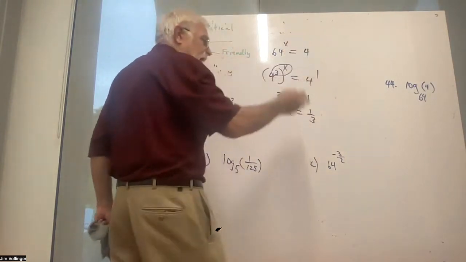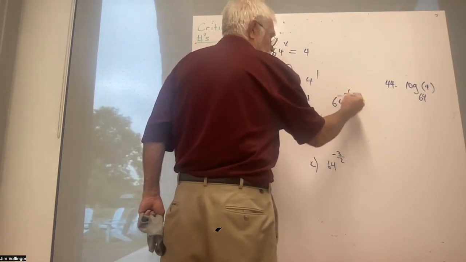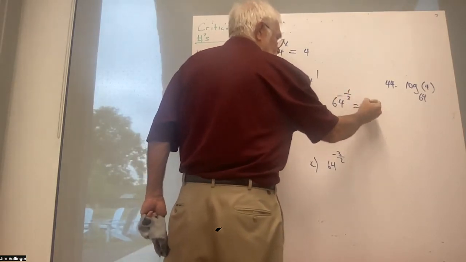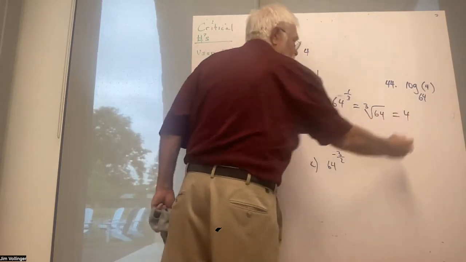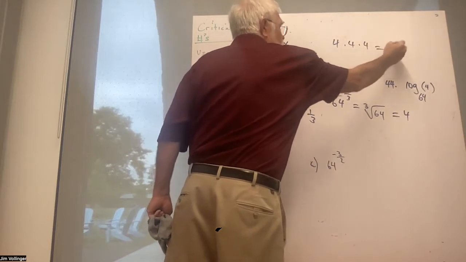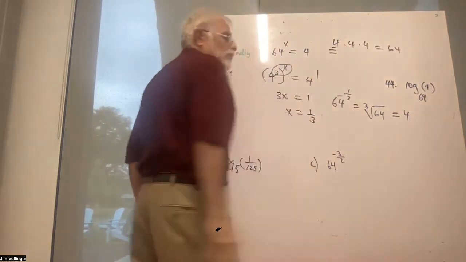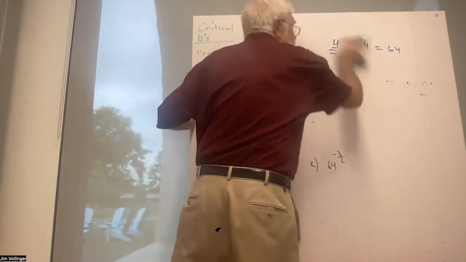We just talked about that. 64 to the 1/3 is the same thing as saying the cube root of 64, which happens to be 4, because 4 times 4 is 16 times 4 is 64. So that's the cube root of 64. All right, so that one's done. Next one.